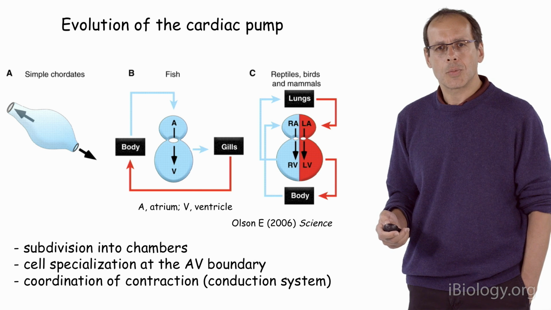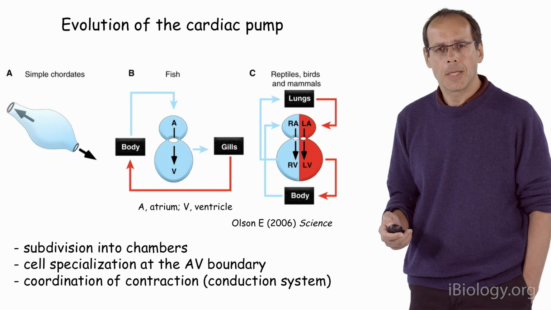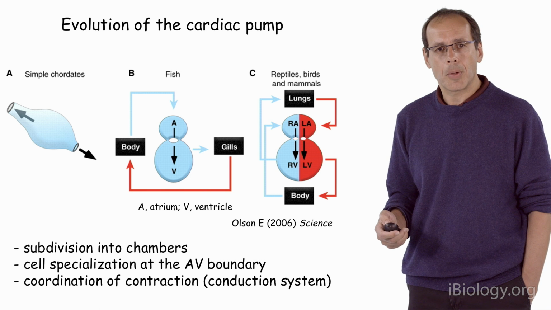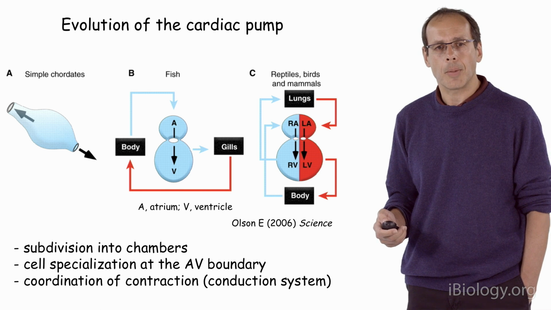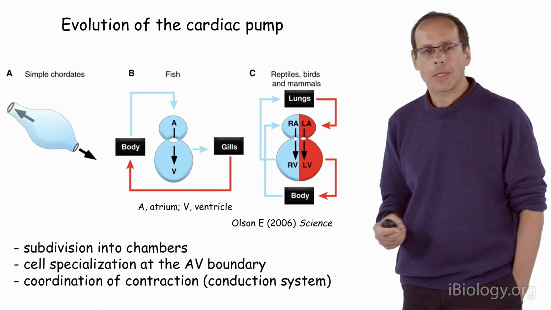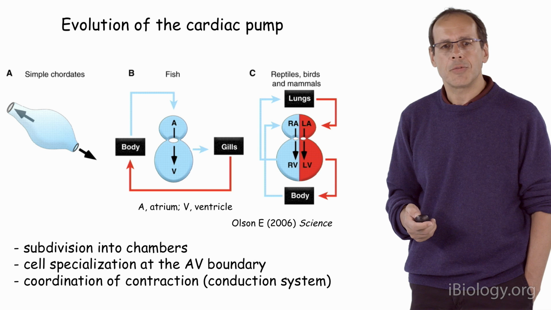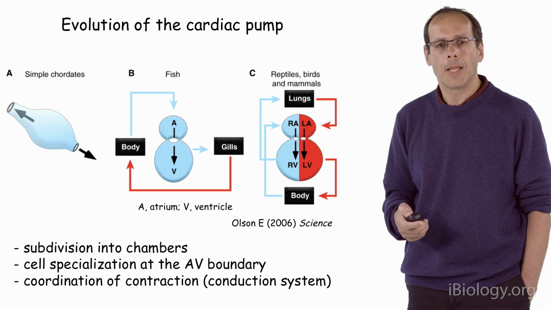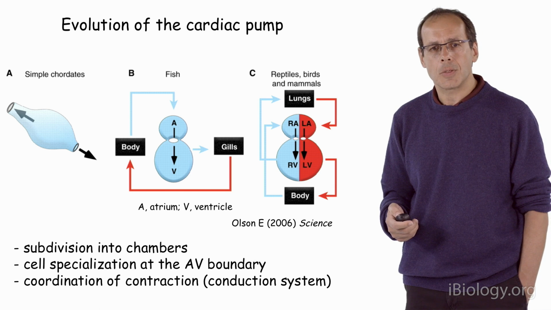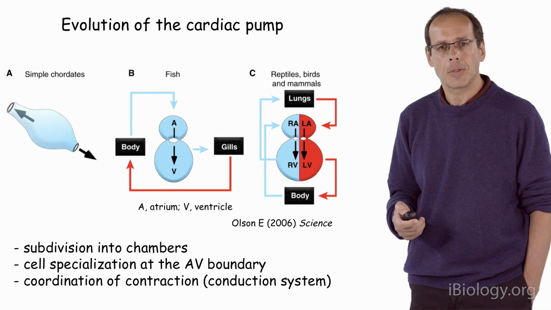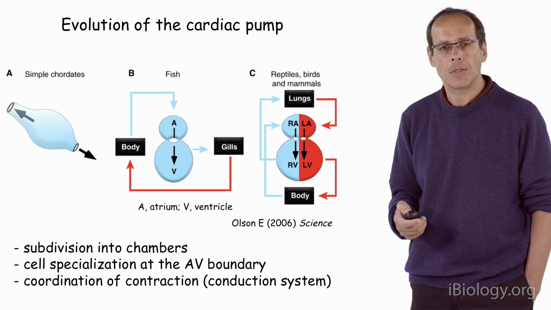And so if you start with, on the left, the heart of a simple chordate like a tunicate, this chordate lacks endothelium, and essentially this heart can pump blood in both directions. It's more like a peristaltic pump. And as you move to look at, for example, the fish heart right here, you can recognize a number of new features, including the subdivision into chambers, the atrium, the collecting chamber, and the ventricle, the pumping chamber, as I mentioned before. There's also specializations of cells at the AV boundary, the atrioventricular boundary, both in terms of the myocardium, the muscle cells, as well as the endocardium, the endothelial cells.